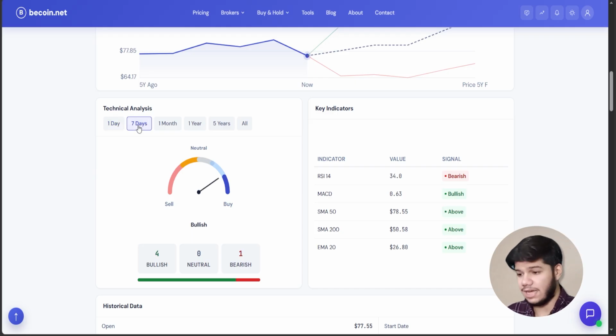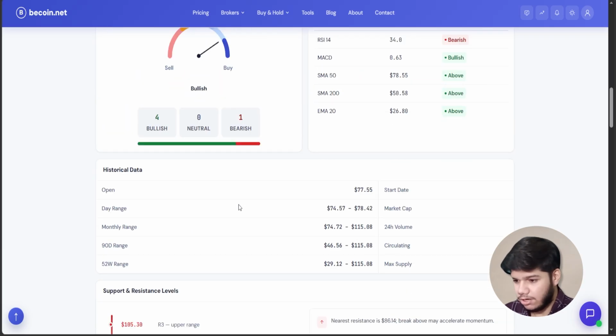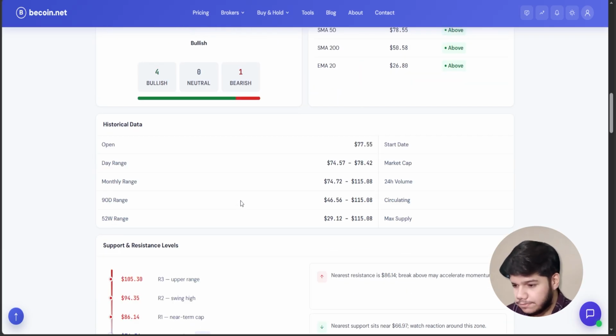Now, if I shift to the 7-day time frame, the scenario is way different. The price is currently almost in a strong buy section. You can see the RSI is at 34, MACD 63, and similarly for the simple moving average and exponential moving average. Now let's dive a little bit more.